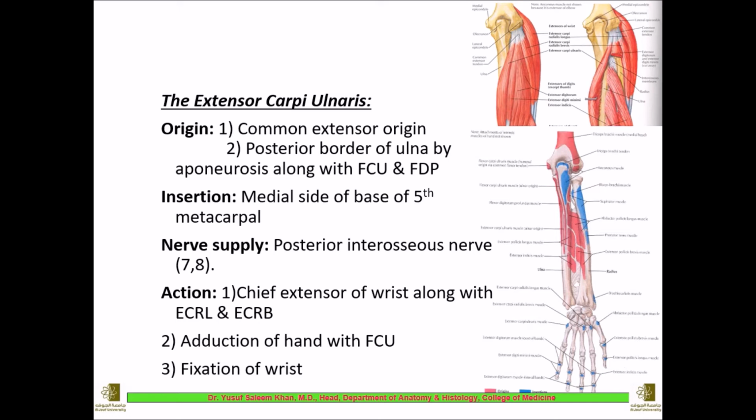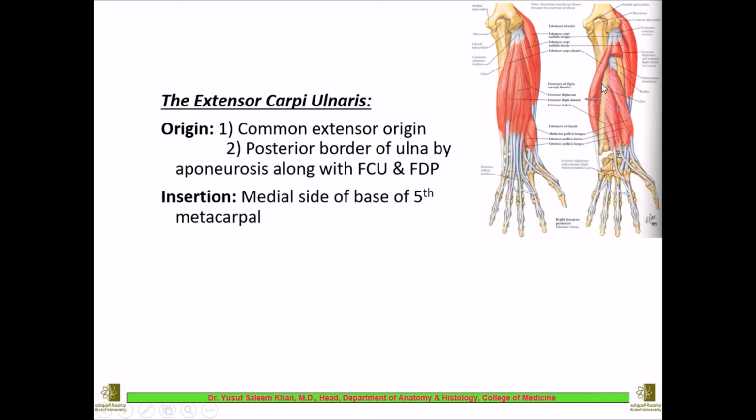As well as this, it also helps in the fixation of the wrist joint, especially when you are moving the digits. Okay. So this is about the extensor carpi ulnaris, which is the most medial muscle in the extensor compartment. Here you can see the same muscle again, and this is how it is taking origin from the medial border.